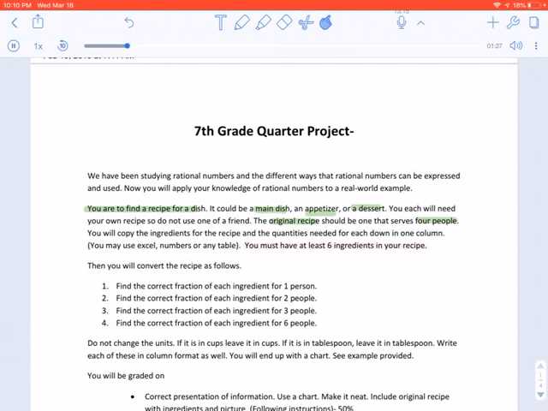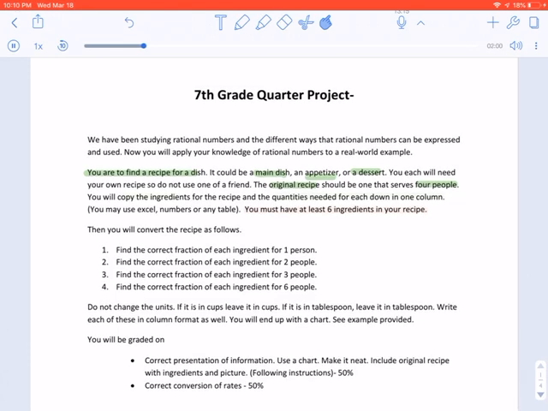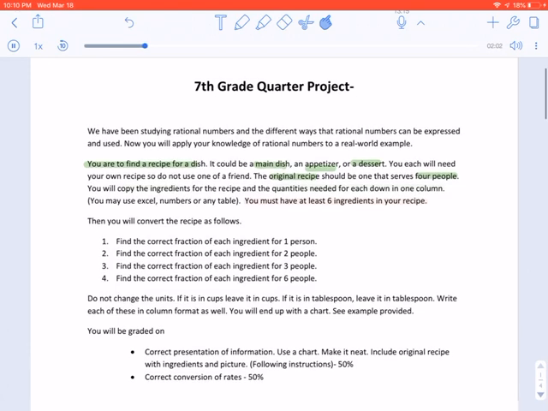When you go under Google, you're going to put main dish recipe for 4 people. You can Google appetizer recipe for 4 people. And you can even Google dessert recipe for 4 people. So again, what you're going to be looking for is a recipe that is written with the amounts for 4 people. Once you have that information, then you will be ready to go to the next step. I highly advise for you to stop this recording, go under Google, find your recipe for 4 people, and then continue pressing play.